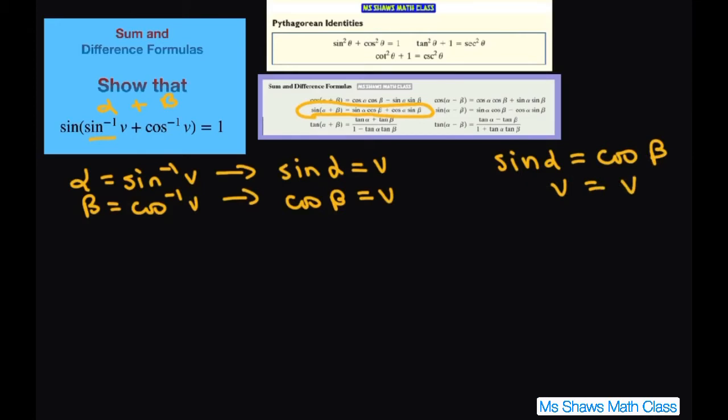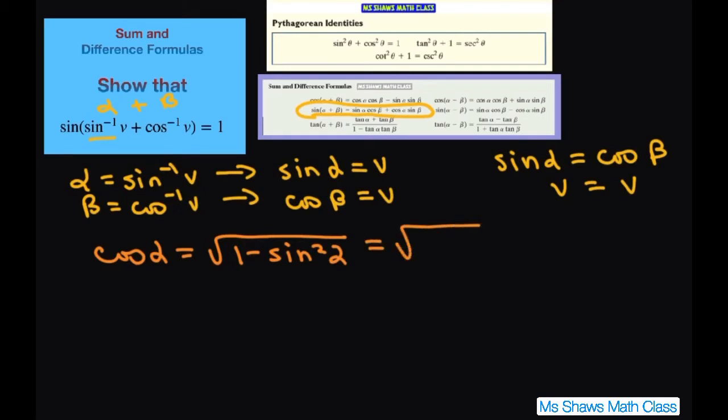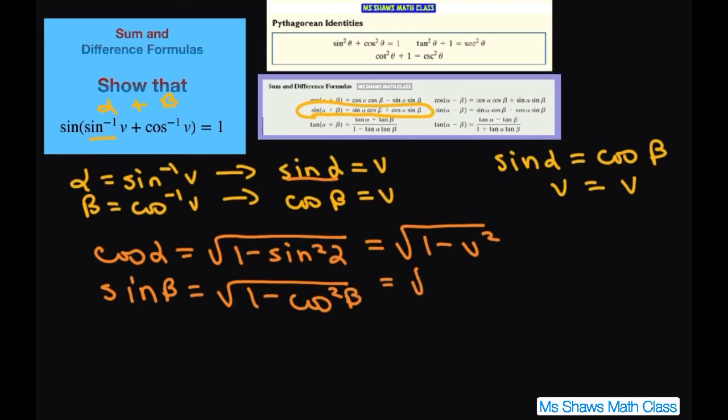Now, what else do we need? We have our sine of alpha, so we need cosine of alpha. Cosine of alpha is the square root of 1 minus sine squared of alpha. So that's just going to be the square root of 1 minus v squared. I just substituted in my sine. And sine of beta equals the square root of 1 minus cosine squared of beta. And it's the same thing, 1 minus v squared, because of this phenomenon.